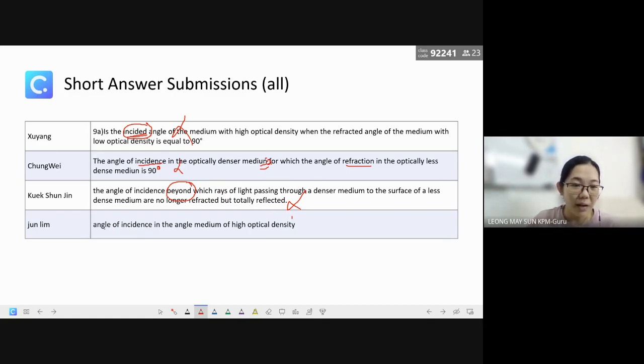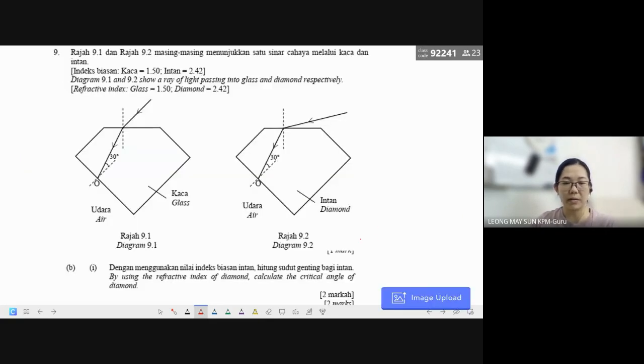Okay, Junlin, angle of incidence in the medium of high optical density. Incomplete also, Junlin. You need to have the second part, which is the angle of refraction in the optically less dense medium is 90 degrees. That one is the second part of the keyword. Anyhow, good try.